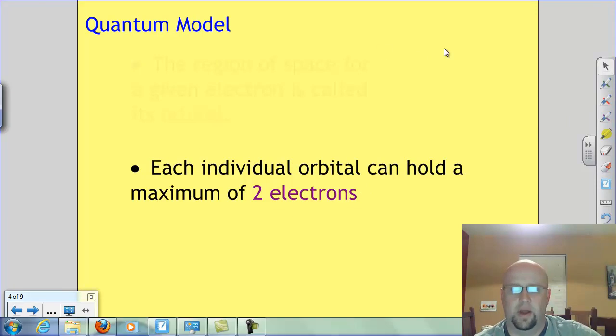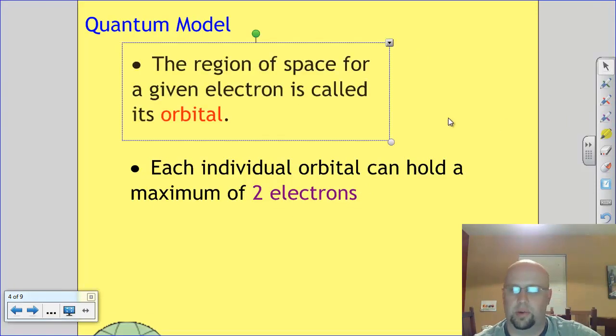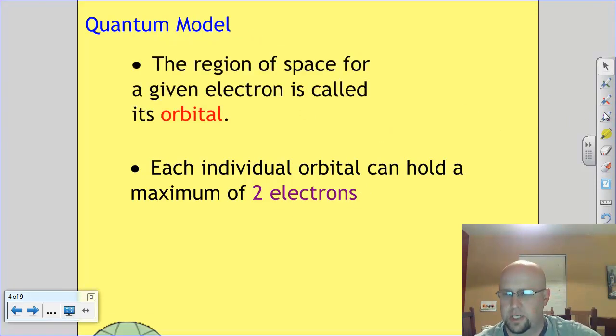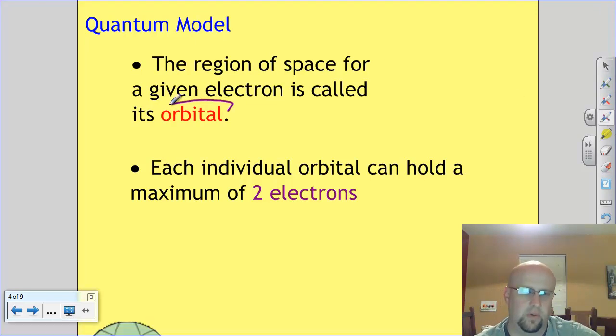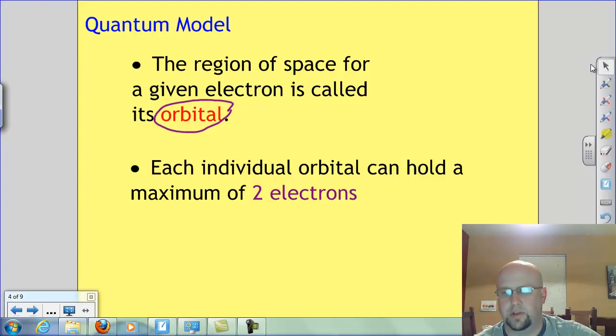That region of space is called an orbital, and that obviously is what today's lesson is going to be about, this idea of orbitals. The region of space where we find electrons is called an orbital, and we're going to walk through in a second the names of the different types of orbitals and their general shape. But just keep in mind that each of these is an area where we are likely to find electrons. They're not necessarily there, but we're usually going to find them there.